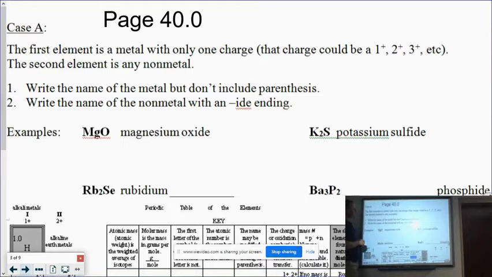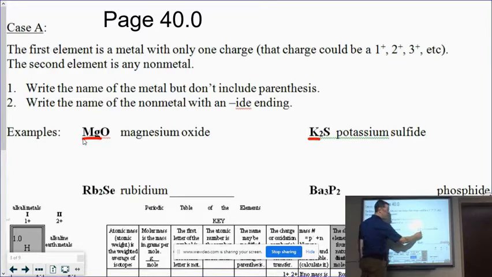The instructions: write the name of the metal, but don't include a parentheses, and then write the name of the nonmetal with an "ide" ending. The first one was done for you. We wrote out magnesium, and then instead of oxygen, we called that oxide, and that's where we get our name. Potassium is done the exact same way. We write out the name for potassium, and then we write out not sulfur, but sulfide.